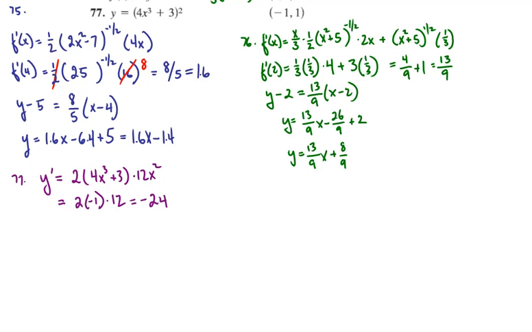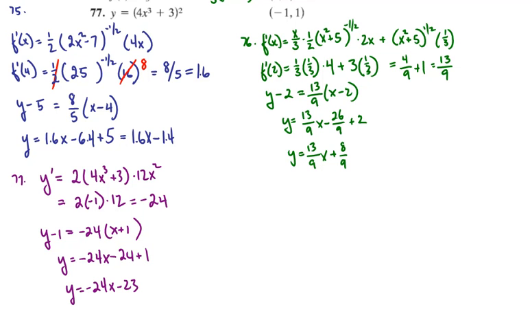The point we want to find the tangent line at is (-1, 1). So y minus 1 is equal to the slope, which is -24, times x minus x1, which would be x plus 1. And so we get y is equal to -24x, then minus 24, and plus 1, or y is equal to -24x minus 23.